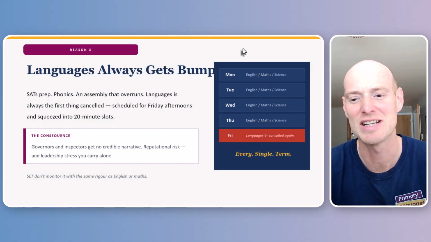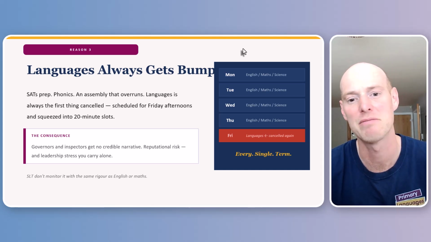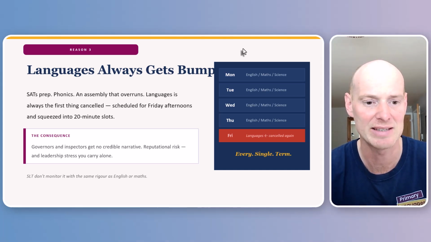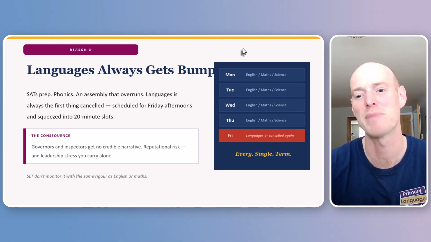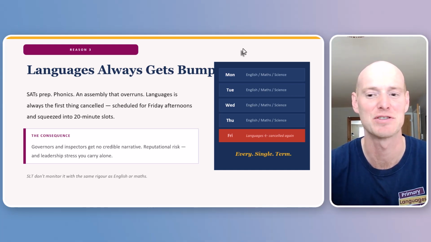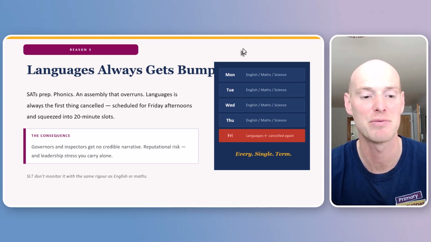Also, languages always gets the bump. This is a big one, whether it's SATs prep, inclusion, EAL, SEN, it gets the bump. It gets bumped back to Friday, and then it's cancelled again for something else, and you're losing a lot of time there, and that is definitely a big reason why.